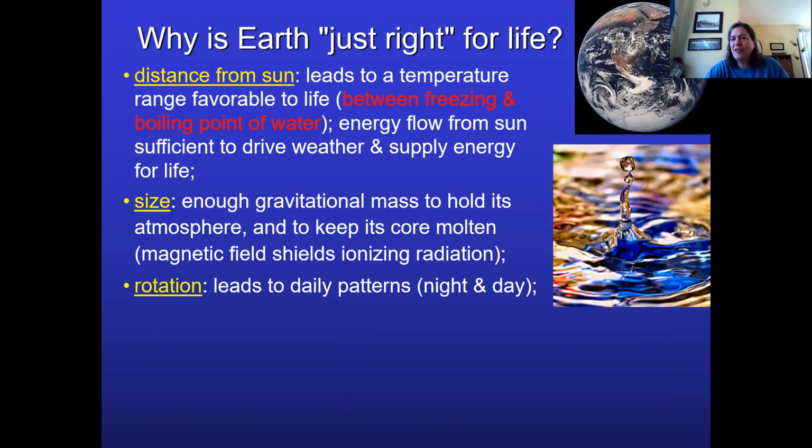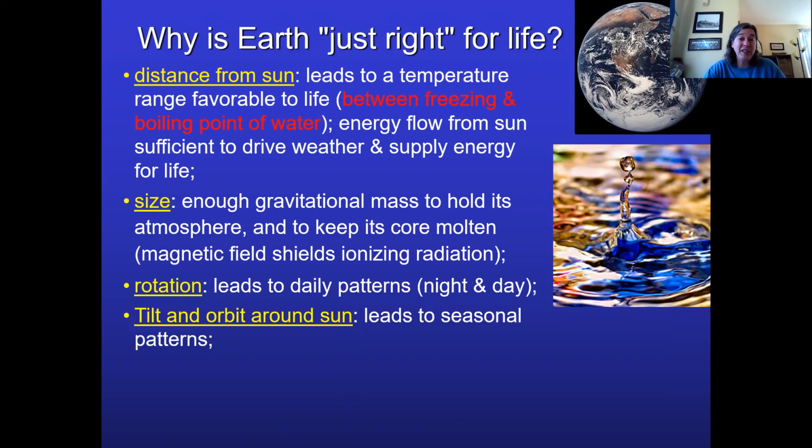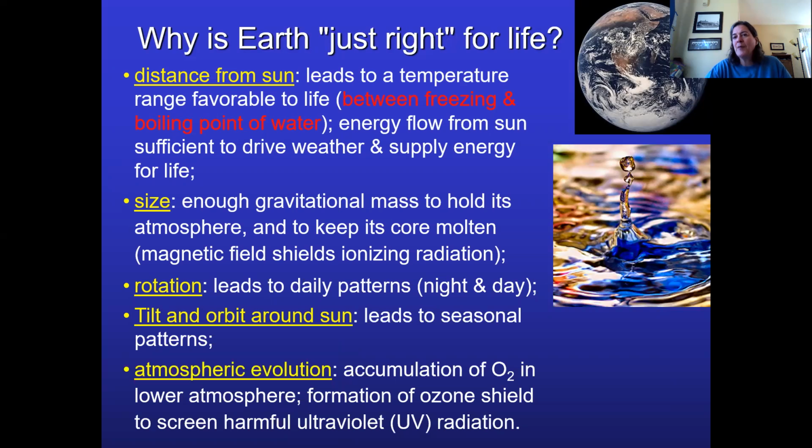We rotate, so these are things that more give biodiversity. We rotate, so we get daily patterns of night and day. We tilt and orbit the sun, which gives us our seasons. And then again, our atmospheric evolution: we never used to have oxygen in our atmosphere. It was the evolution of plants that kicked that off, that now give us a 21% oxygen atmosphere so that animals like us can survive.